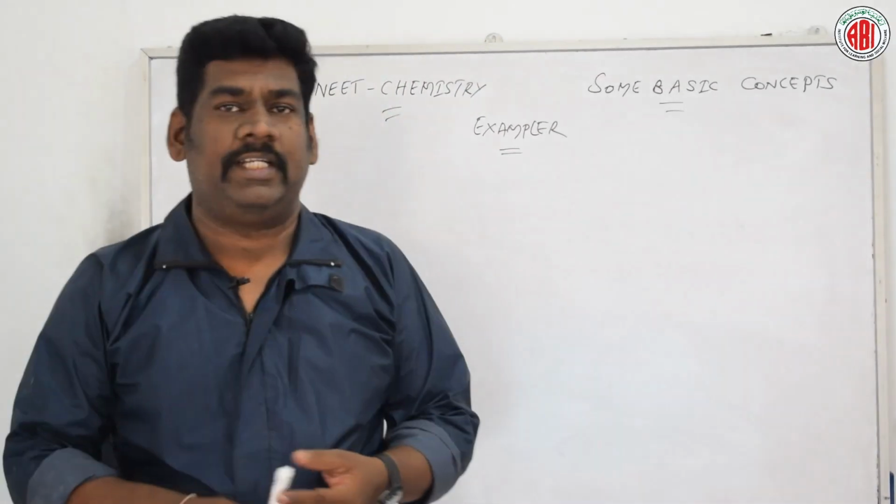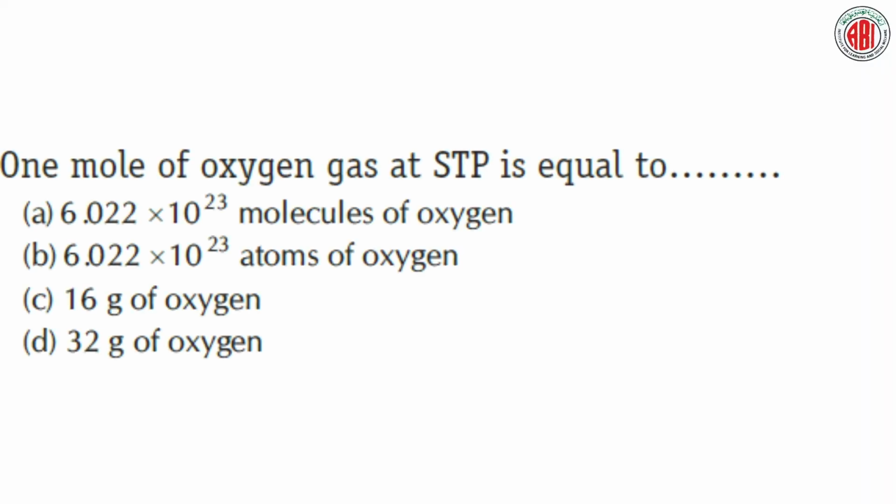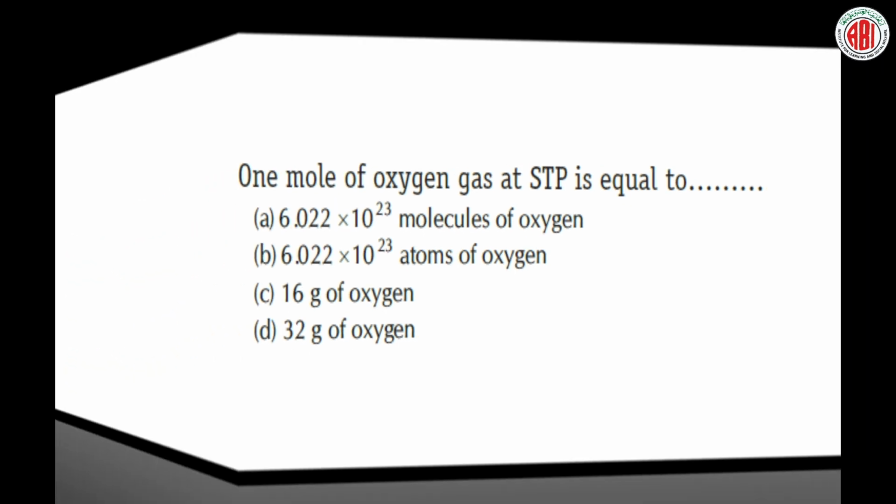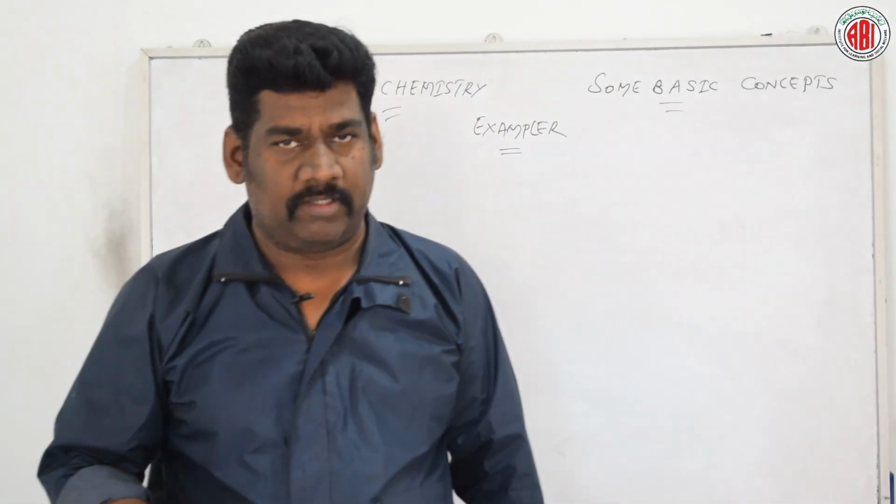The next question: 1 mole of oxygen gas at STP is equal to, and here are 4 different options given: 6.022 × 10^23 molecules of oxygen, 6.022 × 10^23 atoms of oxygen, 16 gram of oxygen, and 32 gram of oxygen. Let us see how to solve this problem.